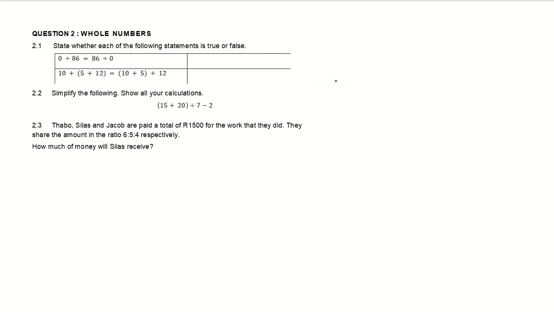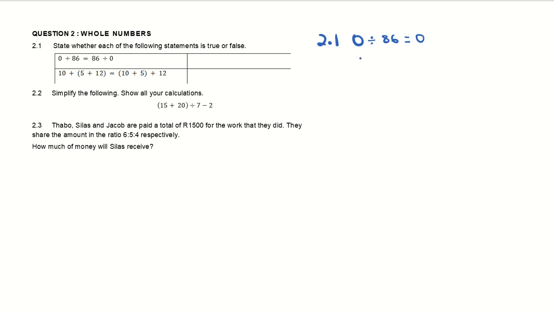In question 2, we are looking at whole numbers. So 2.1, state whether each of the following statements is true or false. So we must just say whether they're true or false. The first statement is that 0 divided by 86. What is that? We know that is 0. When you take 0, you cut it into any number of pieces, you'll still get 0.